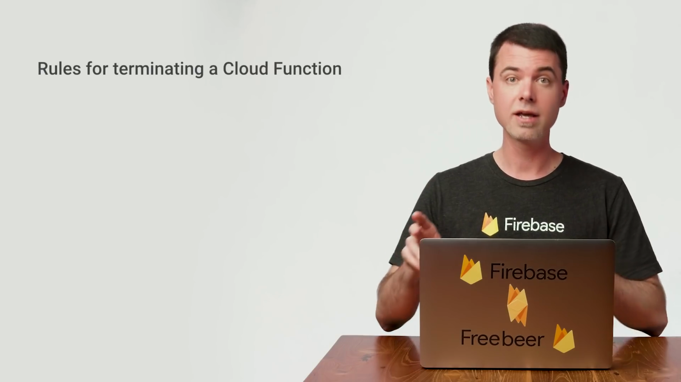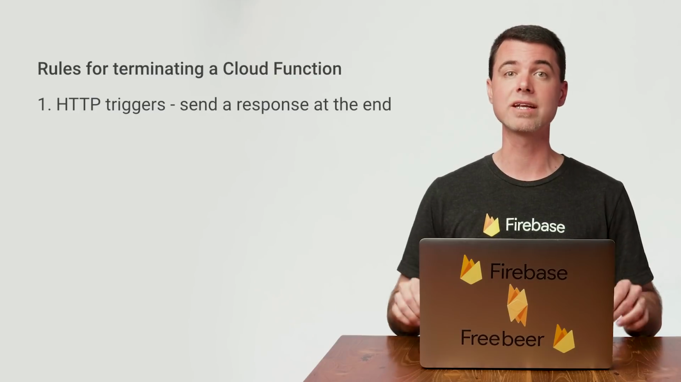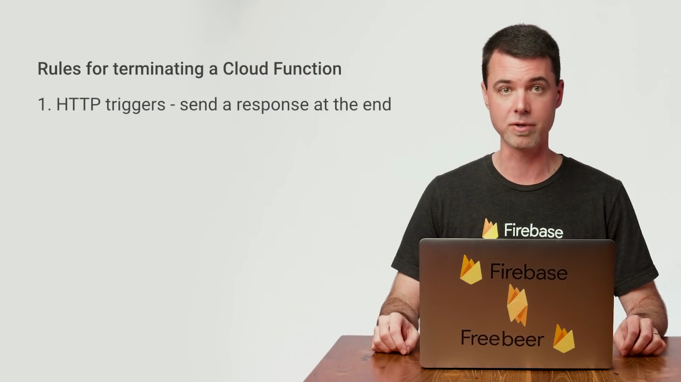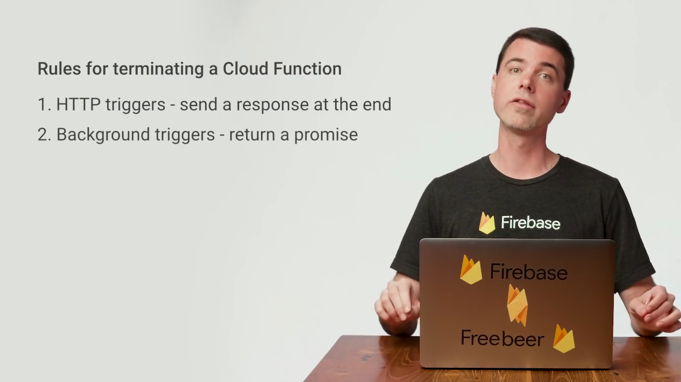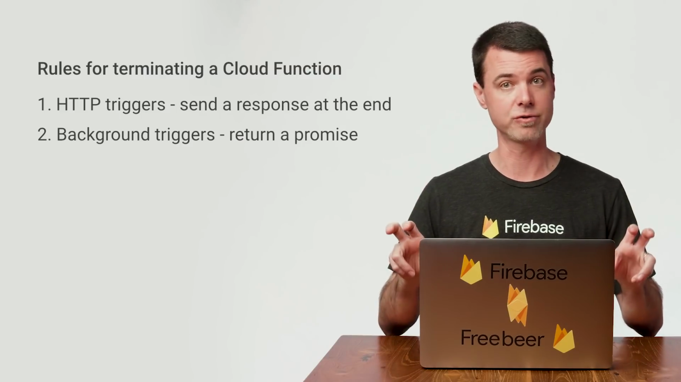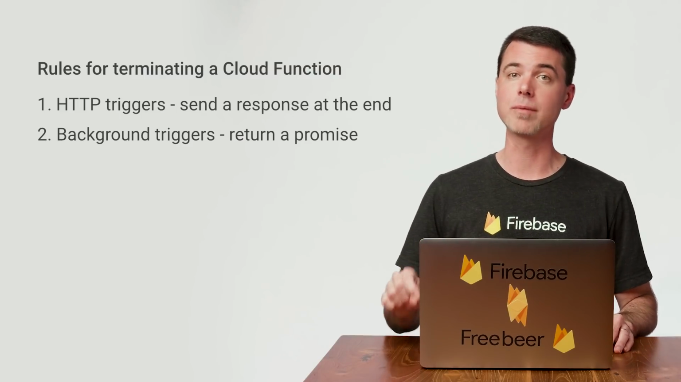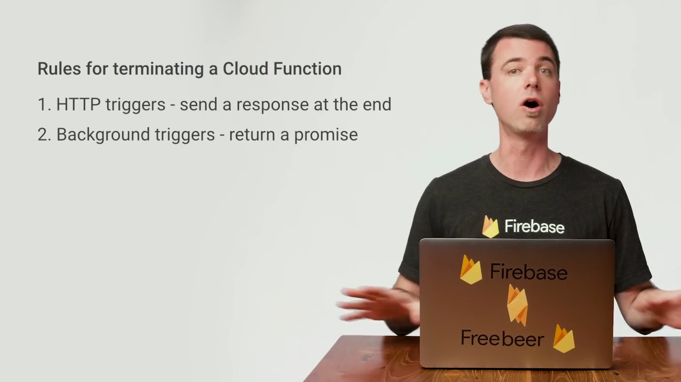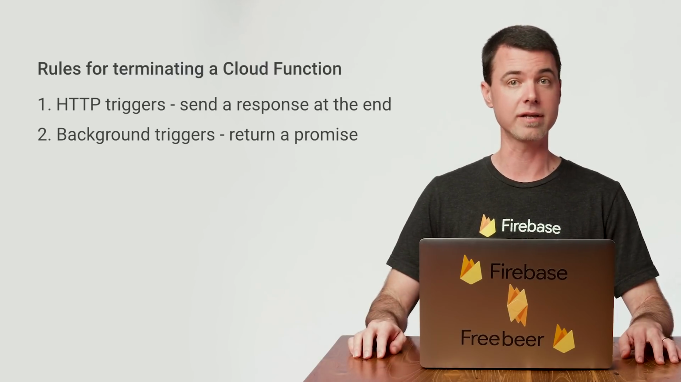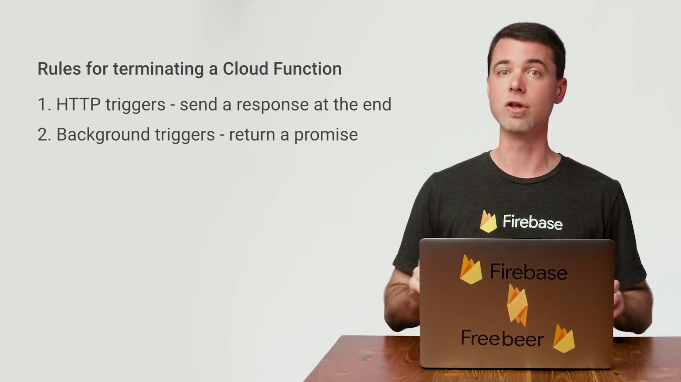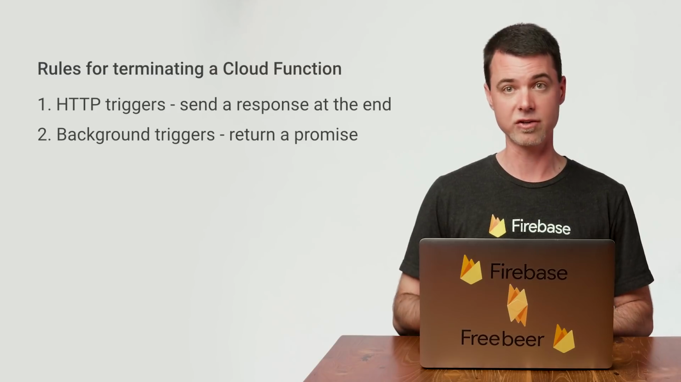And you also saw two rules for terminating a cloud function, which are these. First, HTTP triggers must send a response to the client to terminate properly. And second, for all other types of triggers, called background triggers, you must return a promise that becomes fulfilled or rejected when all the pending work in that function is complete. This lets Cloud Functions know when it's safe to clean up the function invocation and move on to the next one. The code I've showed you so far is fairly simple.